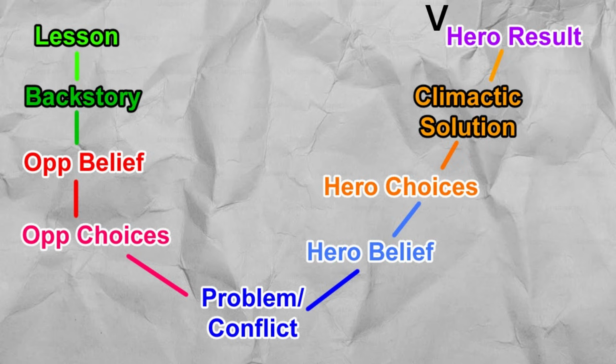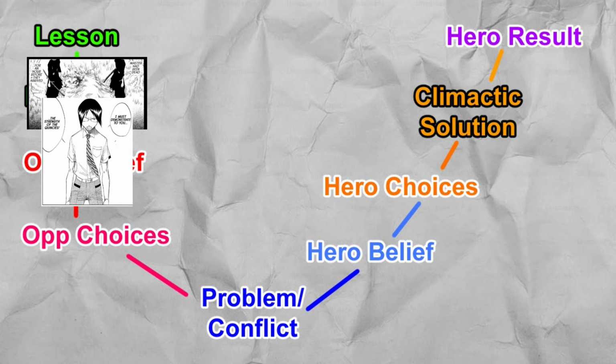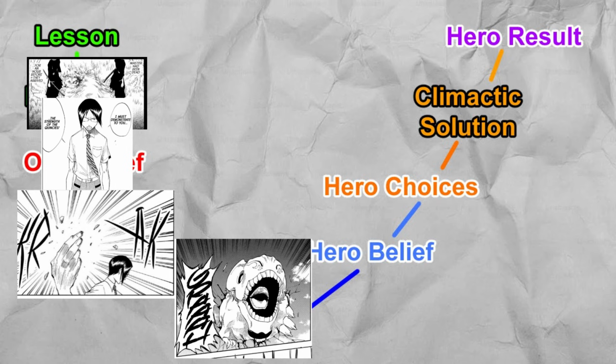Here are my examples. The Uryu mini-arc in Bleach does this. The lesson is that Shinigami and Quincy should work together. Uryu's backstory is that the Shinigami let his master die because they didn't recognize the value of Quincys. This fueled his belief that he needed to prove that Quincys are better. He makes the choice to summon Hollows to beat Ichigo, a Shinigami, in a competition. The problem is the race, but it escalates when the Hollows become too much.